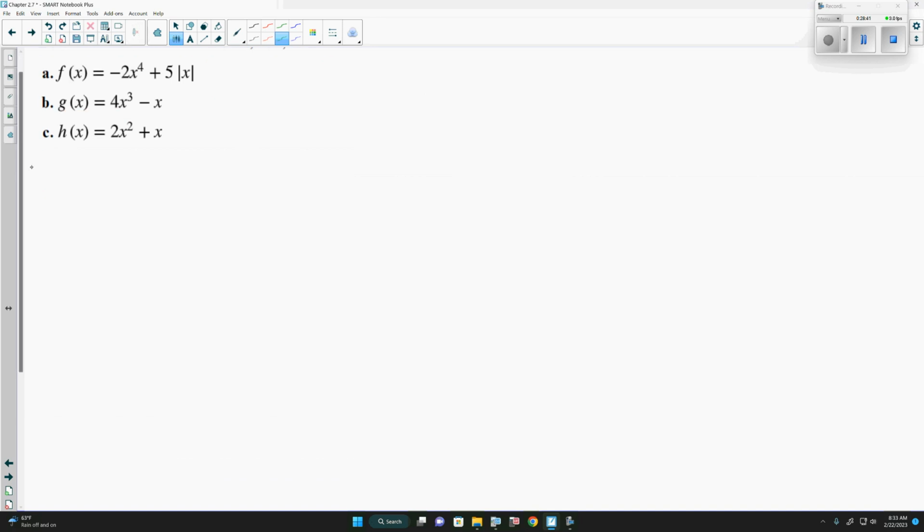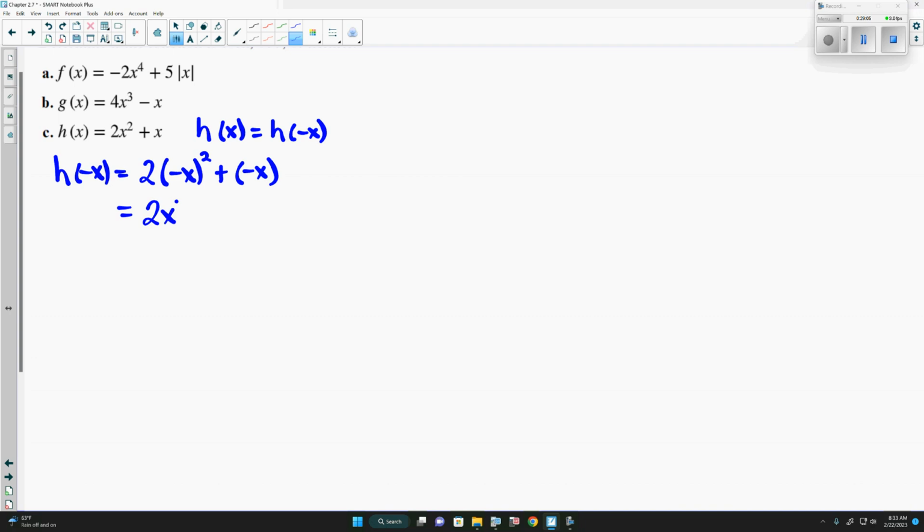Now we can look at C, h of x. Now for this to be even, h of x needs to equal h of negative x. And for this here, we'll plug negative x in for every x's spot. So the first one we have is negative x squared, which is just going to be x squared. Because negative x times negative x is positive x squared.